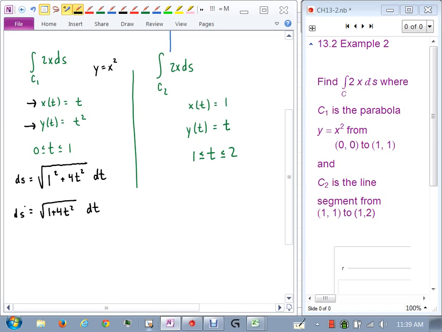You want to go get the derivatives for the other one now, or you want to just finish this one off? The other one? Okay. So ds over here is square root of, what's the derivative of x with respect to t? 0 plus derivative of y with respect to t, 1 squared dt. So that's just dt.